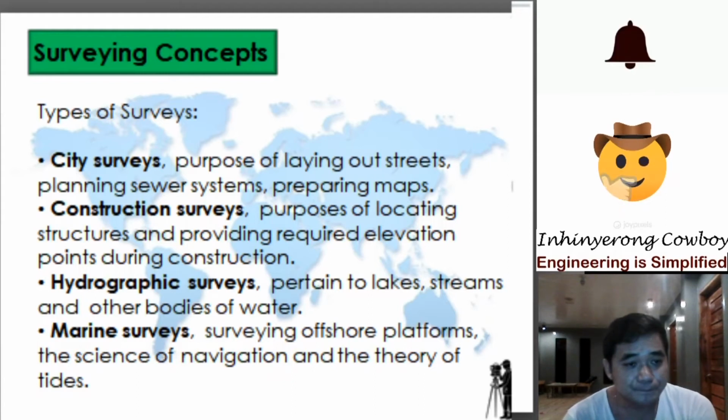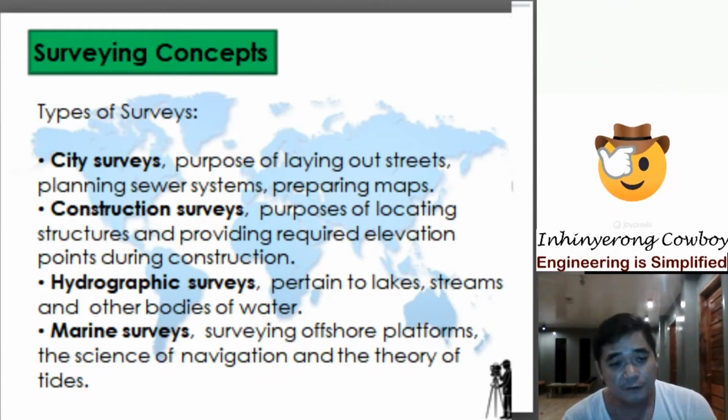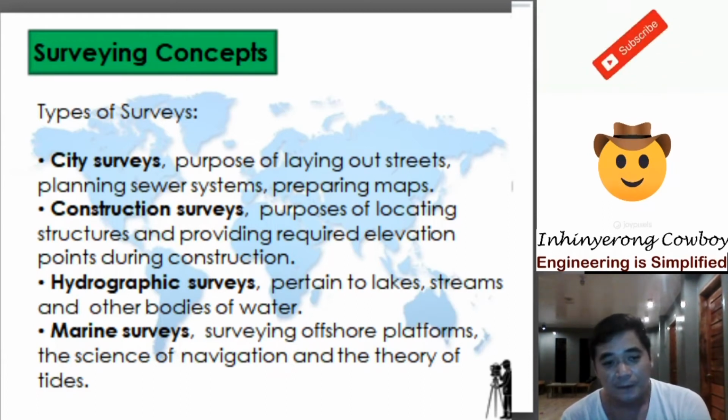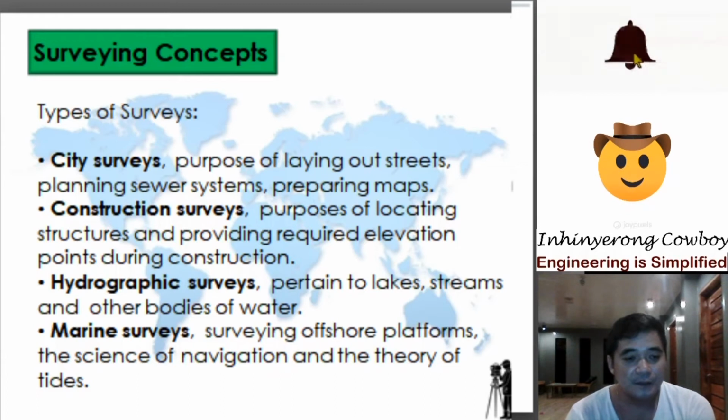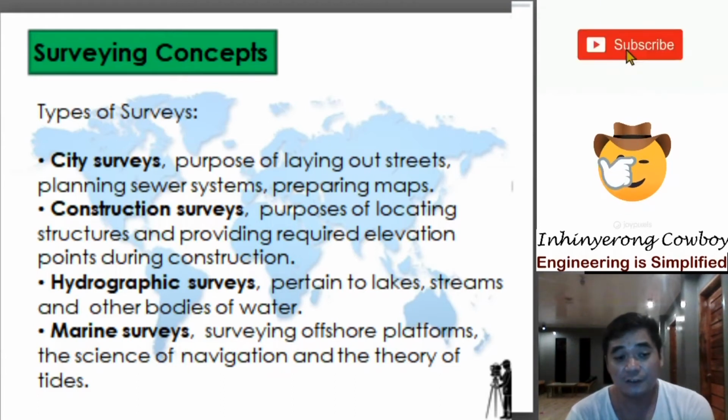Okay, so the next one is the hydrographic surveys. This pertains to lakes, streams, and other bodies of water. Okay, so the other one is the marine surveys.